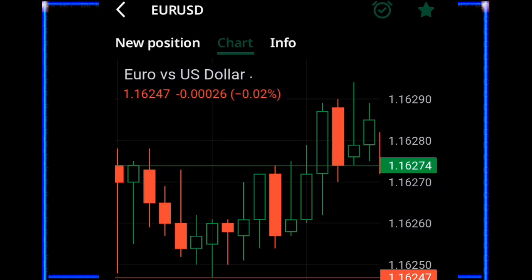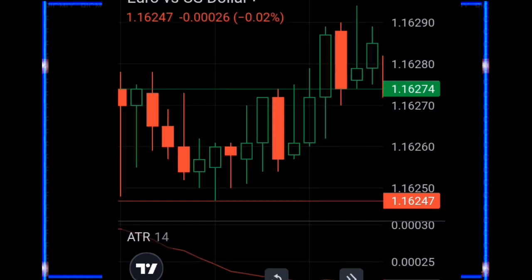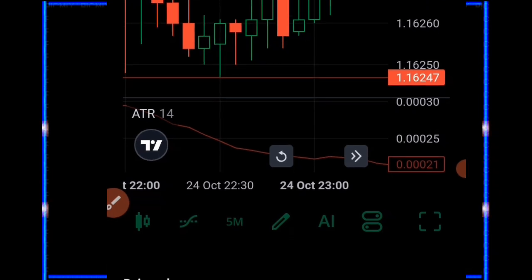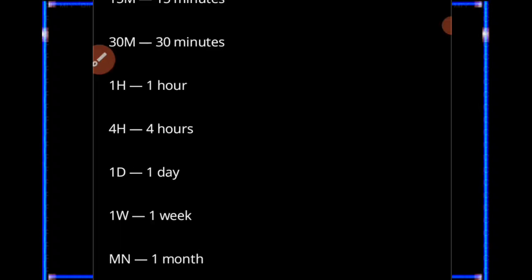Now remember, this is a chart for 5 minutes, and if you want to change the time frame, you can click here, and then you can add your own time frame. For example, if you want to trade for 1 minute, the time frame for 1 minute is 1M. This one here. If you want to trade for 5 minutes, 15 minutes, 30 minutes, 1 hour, 4 hours, or even 1 day, these are time frames.